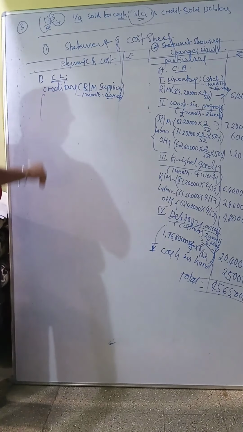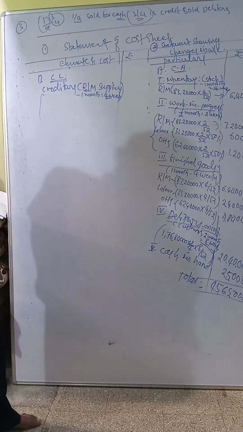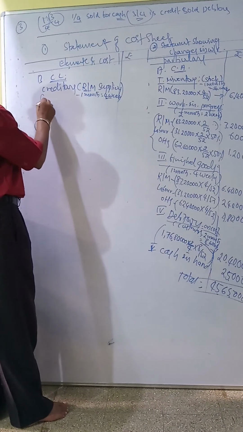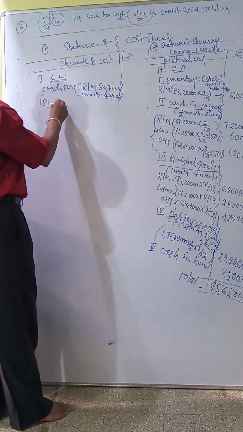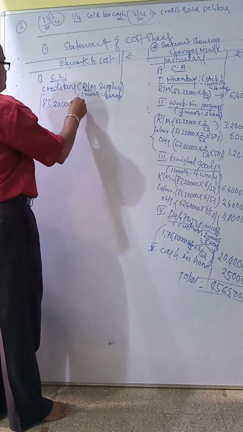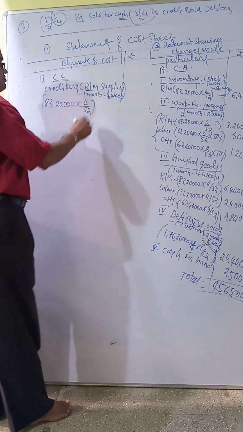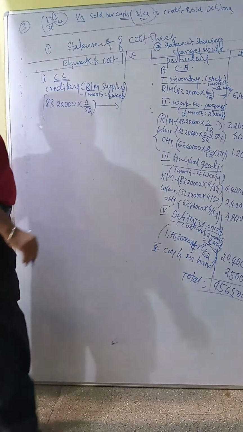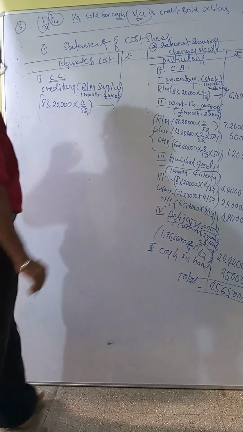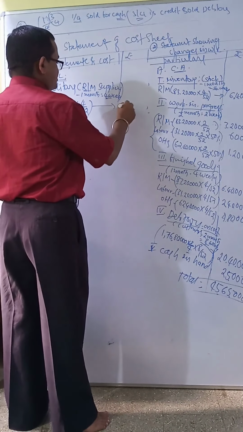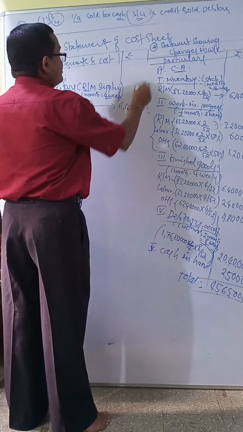Now we have to take raw material. Raw material is how much? 83 lakh 20,000 into 4 by 52. Out of 52 weeks you want 4 weeks. You will get 6,40,000.